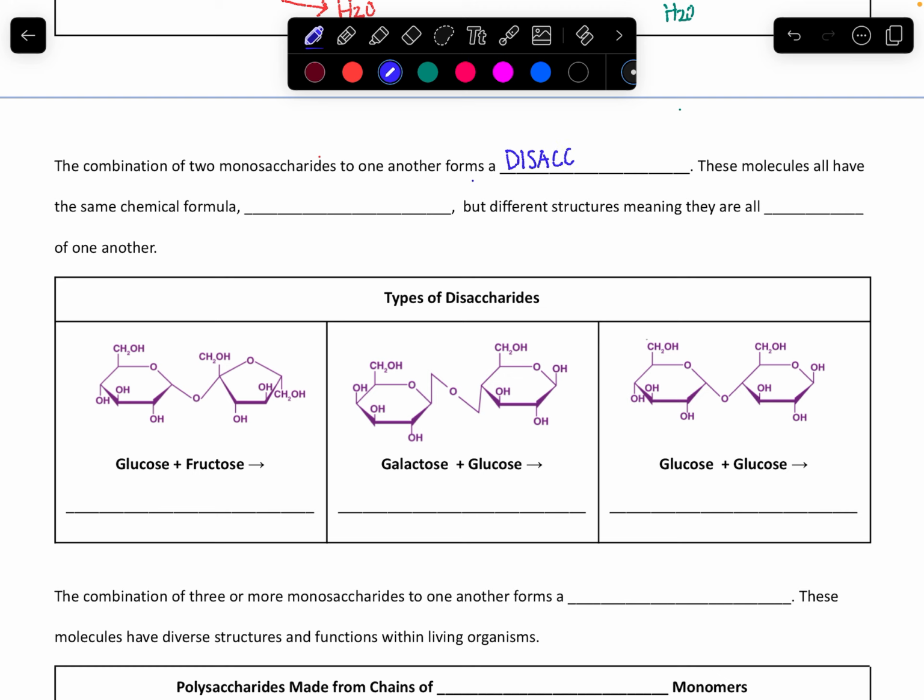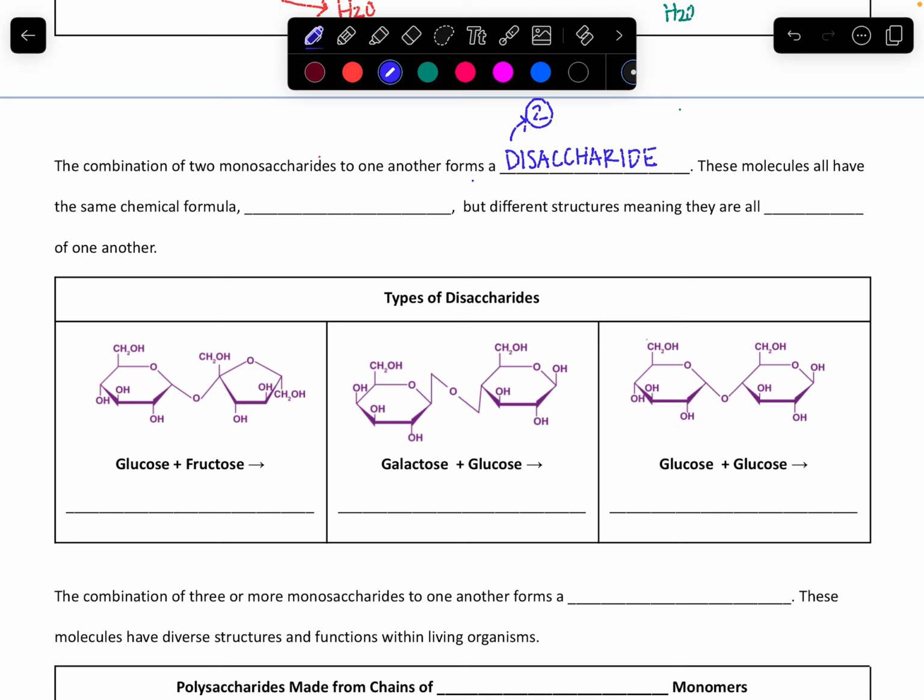Disaccharide just means two sugars, right? Remember, di is a prefix that means two. Saccharide is a term that means sugar. So these are going to be our structures that are made up of two monosaccharides, or two rings.